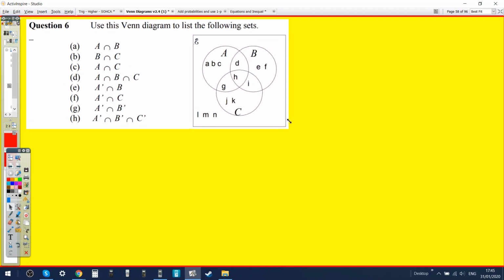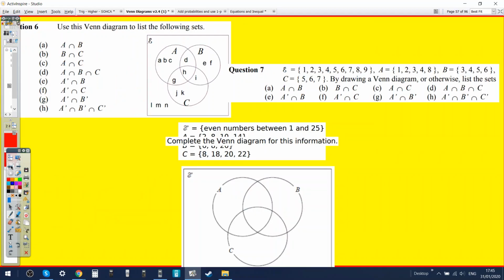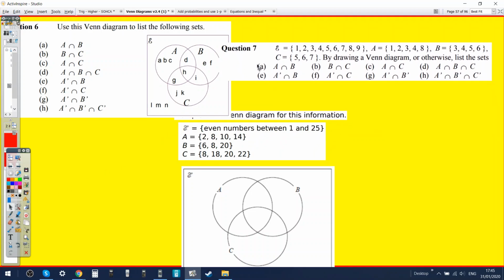What is question A? Letters that are in both A and B. Mm-hmm. So D and H. Well done. What is question D? Letters that are in both A, B, C. So H is the only one. Well done. Okay, we'll do this exam question down the bottom.